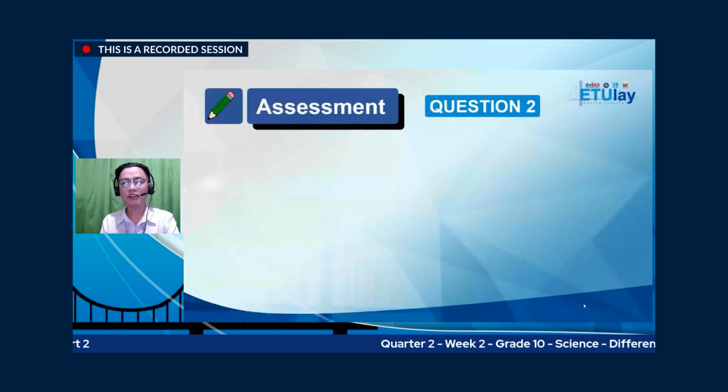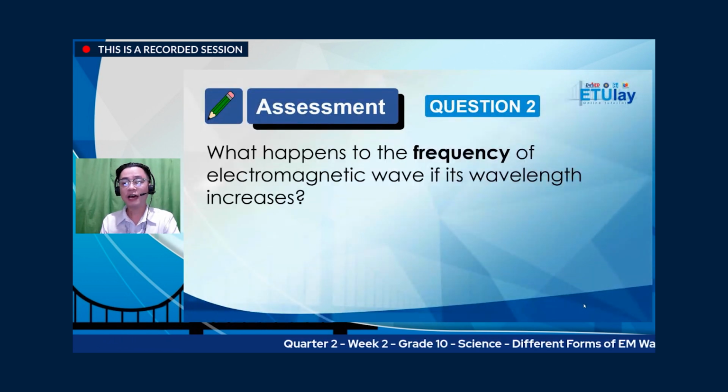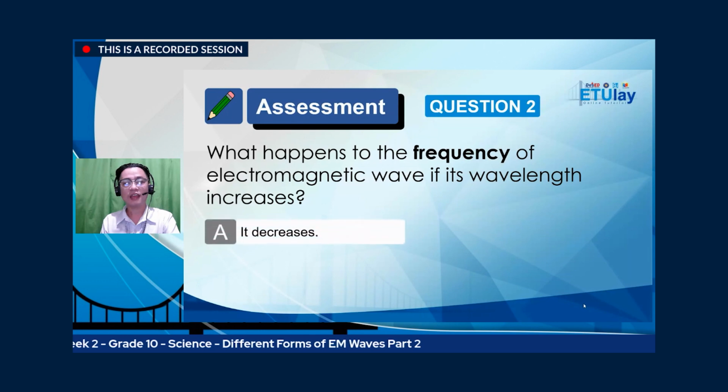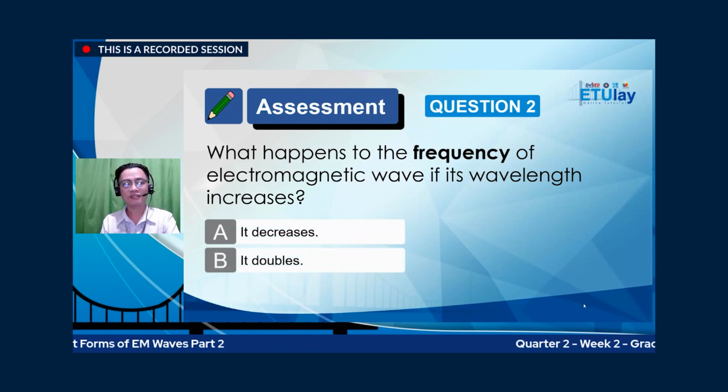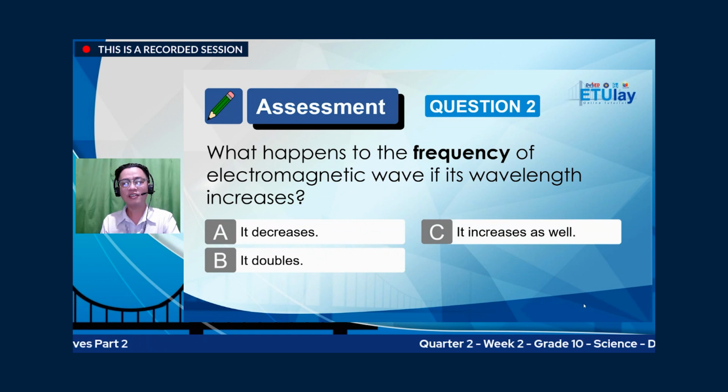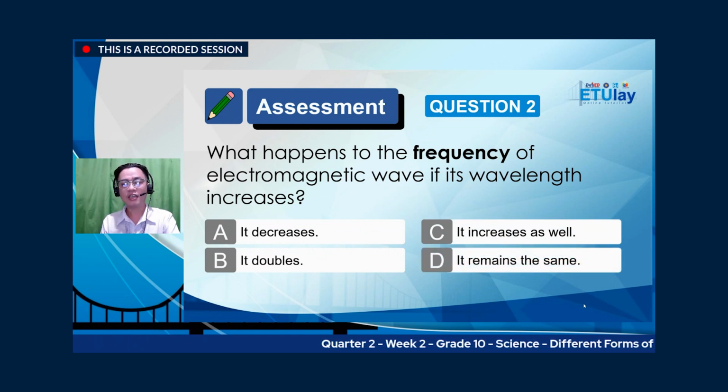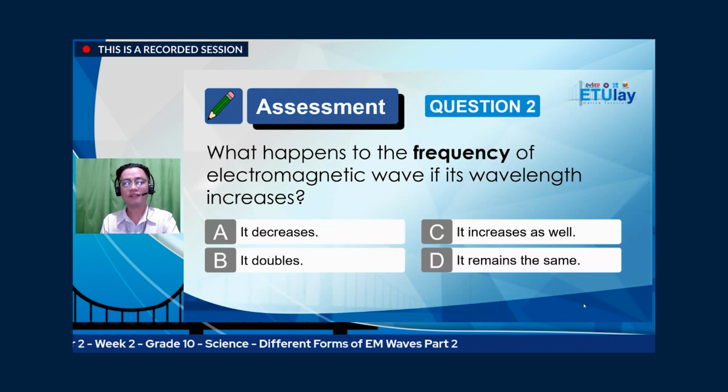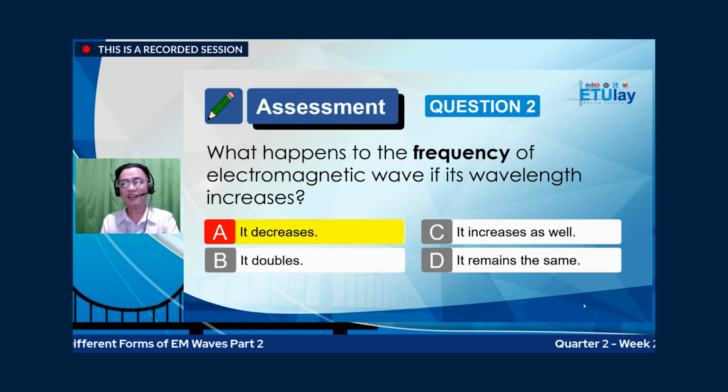Let's move to question number 2. What happens to the frequency of electromagnetic wave if its wavelength increases? A. It decreases. B. It doubles. C. It increases as well. Or D. It remains the same. 5, 4, 3, 2, and 1. If your answer is letter A, it decreases, you are mahusay.